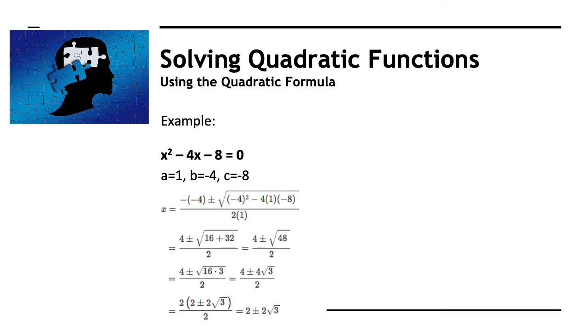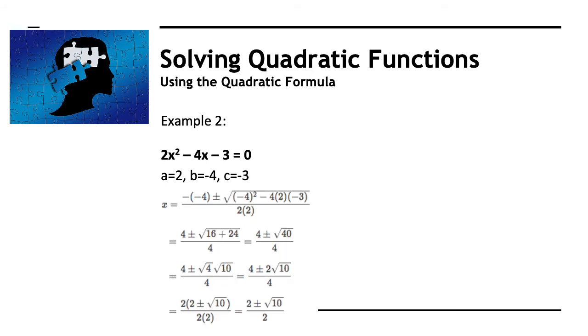Now it's just a matter of performing the arithmetic to find our final two solutions, which equal 2 plus or minus 2 square roots of 3. Let's try one more example together. Just like we did before, it's a good strategy to identify your variables before plugging them into the quadratic formula. So for this example, we get a equal to 2, b equal to negative 4, and c equal to negative 3.